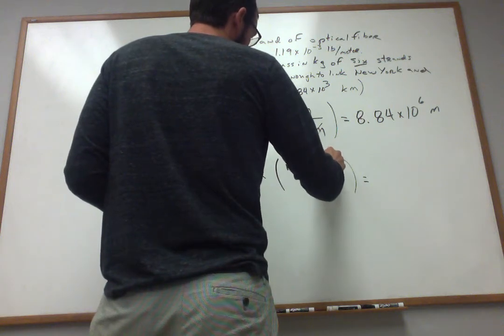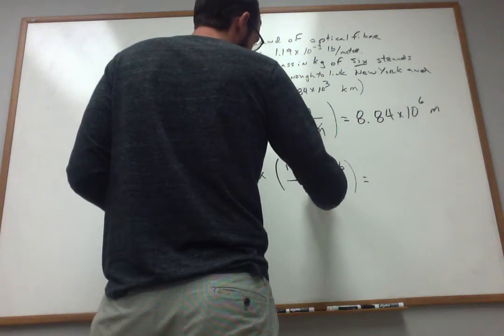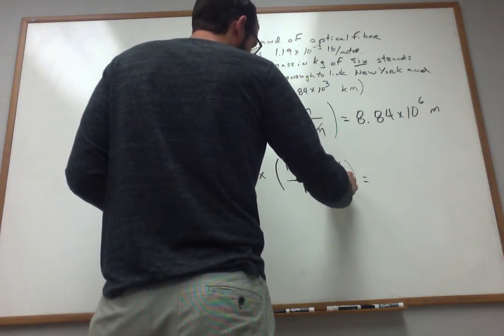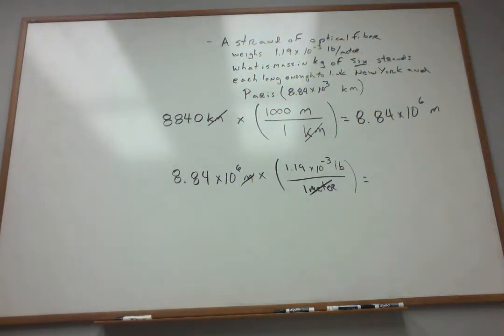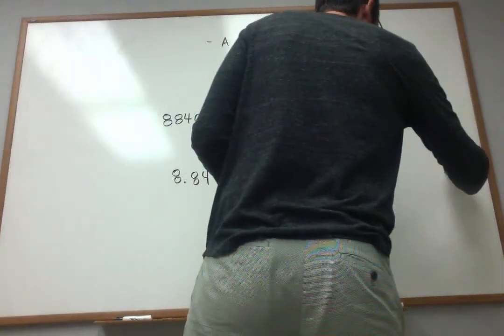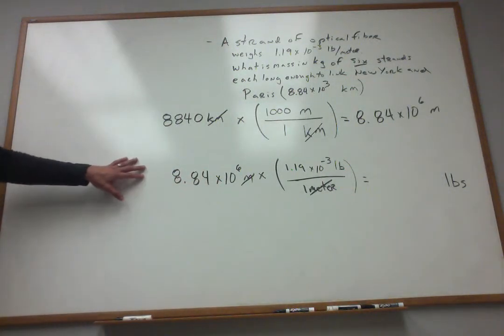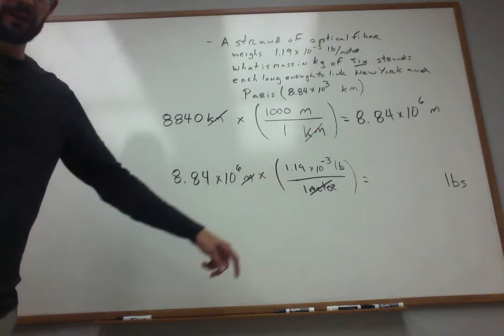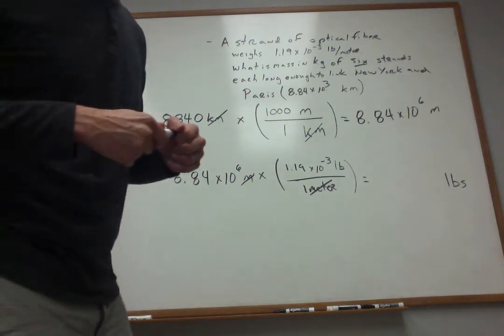Because I know from the problem that for every 1 meter of fiber optic strand, it has a mass or a weight of 1.19 times 10 to the minus third pounds. So I put meters in the denominator, pounds up in the numerator, so I'm going to convert to pounds, LBS, just by doing this multiplication of my distance times my weight per meter. Okay, so hopefully you'll see that. Now if I do that, I get 1.05 times 10 to the fourth.